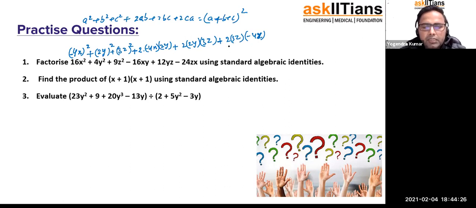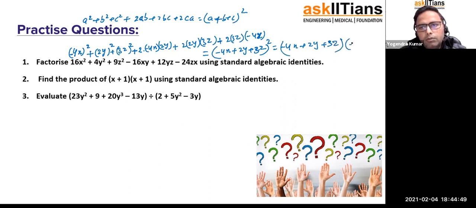Is everything producing the same thing? Yes, exactly. So indirectly, what is it written as? It is nothing but minus 4x plus 2y plus 3z whole square. And we need to write the factorized form, so minus 4x plus 2y plus 3z into minus 4x plus 2y plus 3z. This is the factorized form. So using standard identities only, we factorized it.